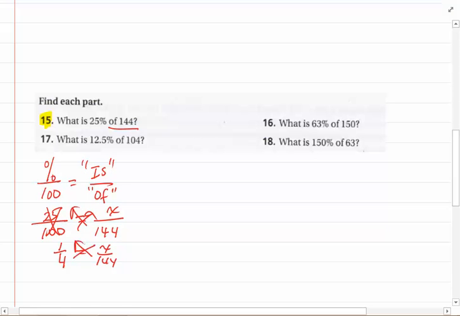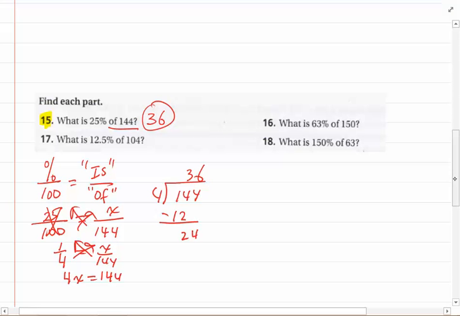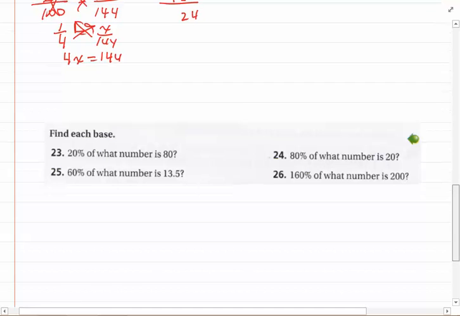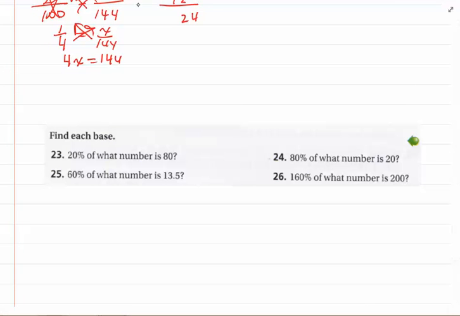We cross multiply, you have 4x equals 144. 144 divided by 4 will give you 4 goes into 14 3 times. 24. 4 goes into 24 6 times. The answer is, what is 25% of 144? The answer is 36. Let's move on to another problem here.